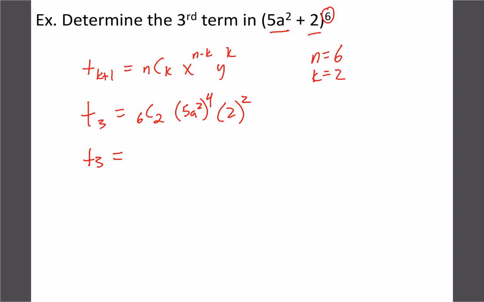So 6c2 is 15, so we have 15. And then 5 to the power of 4 is 625, so that'll be 625 a to the 8th. And now 2 squared is 4, so we actually just have to multiply all these whole numbers together. So 625 times 15 times 4 gives us 37,500. So it's a really big number, but that's what it'd actually be. And you could FOIL it all out, and it would work exactly right.